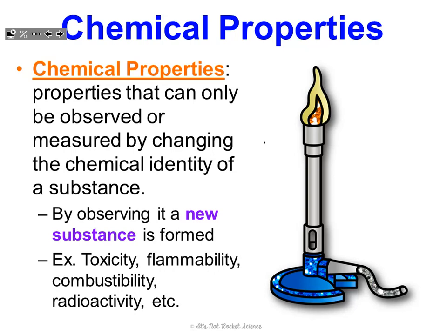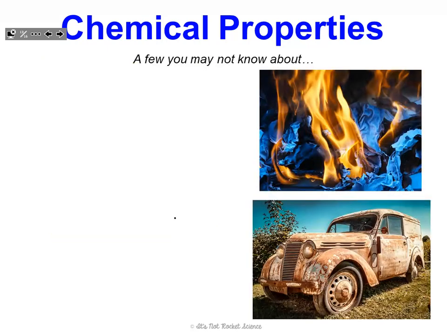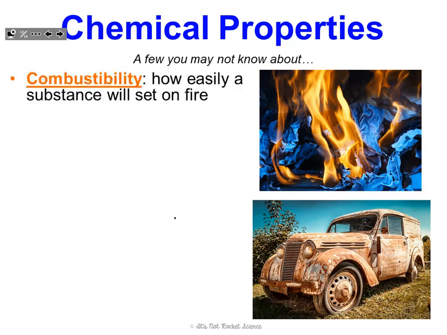So again, pause the video if you need to. But one of the keywords here is if a new substance is formed. Looking at these pictures over here, we can see burning and we can see rusting. Those are two examples of some of the chemical properties that we'll talk about here. So combustibility we mentioned already. This is basically how easily a substance can set on fire. So a lot of substances have a combustibility rating.